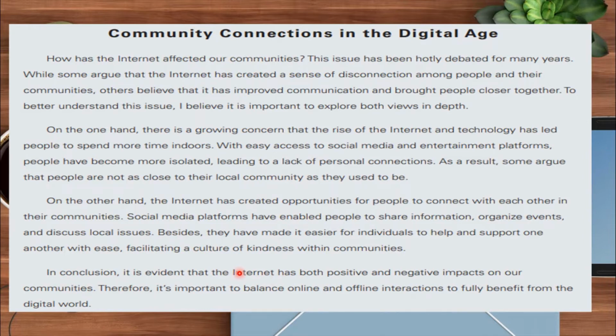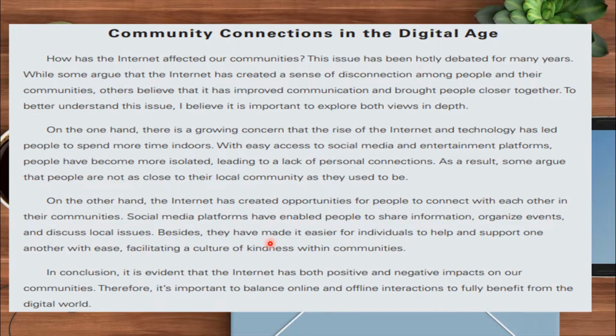And now, in conclusion, the essay here ended up the topic with what? With a diplomatic ending like this. So here it's evident that the internet has both positive and negative impacts on our community. Therefore, it's important to balance online and offline interactions to fully benefit from the digital world.